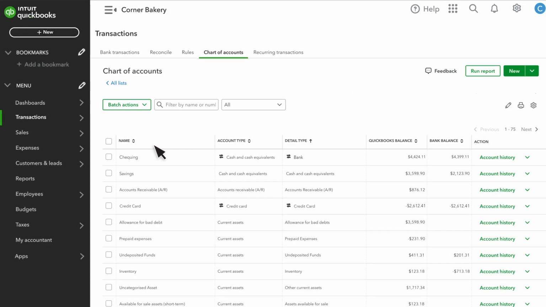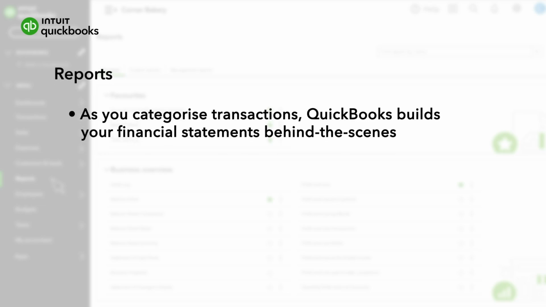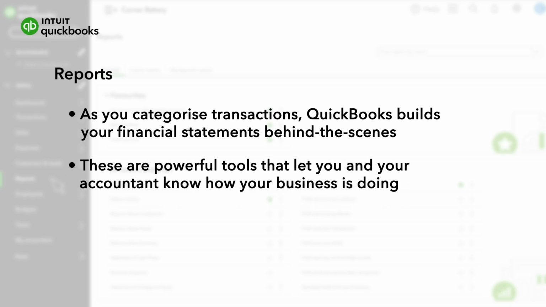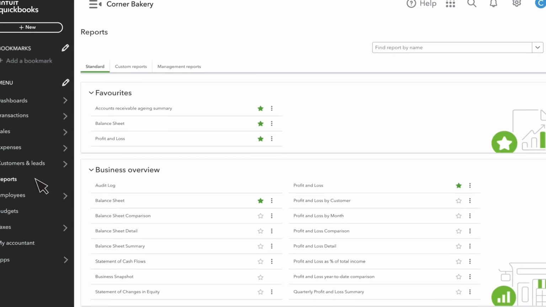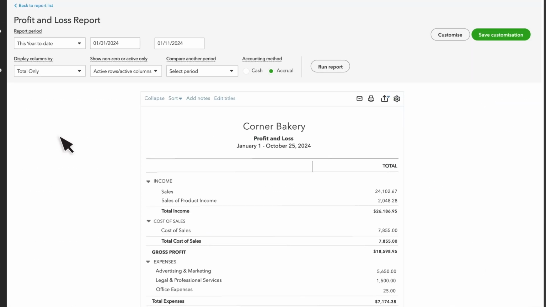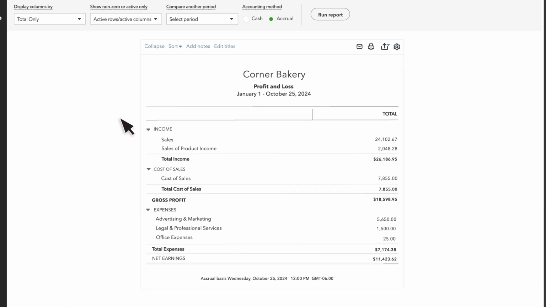Go to Reports. As you categorize transactions, QuickBooks builds your financial statements behind the scenes. These are powerful tools that let you and your accountant know how your business is doing. Let's look at the Profit and Loss Report. The Profit and Loss Report shows all your income, cost of sales, and expenses for a specific period.